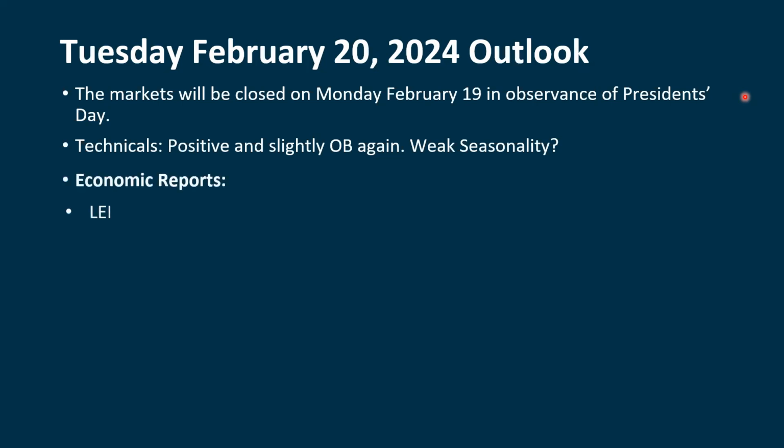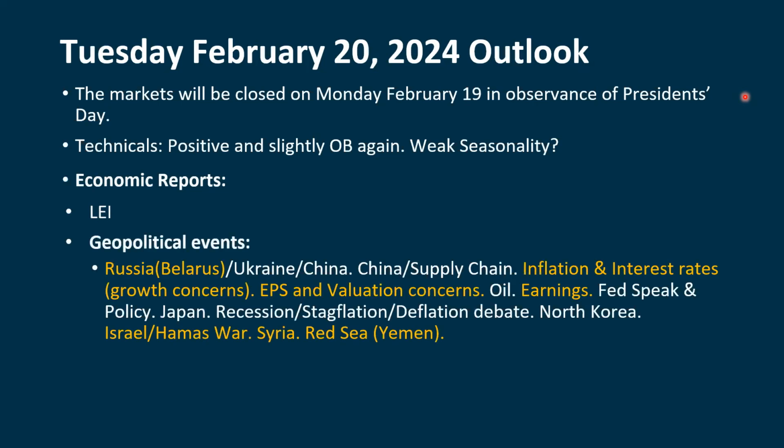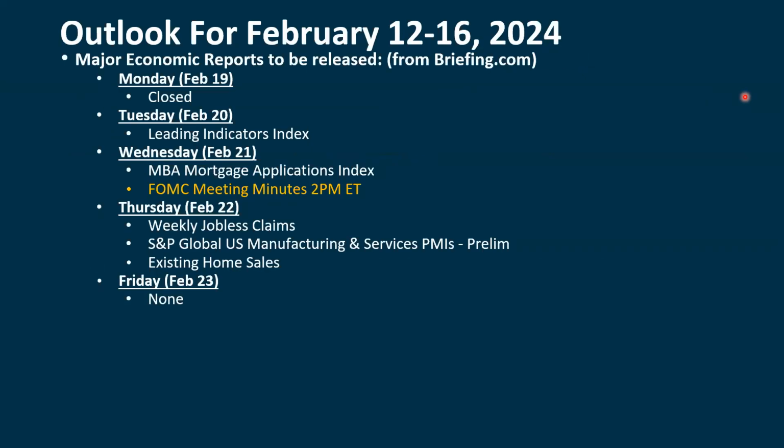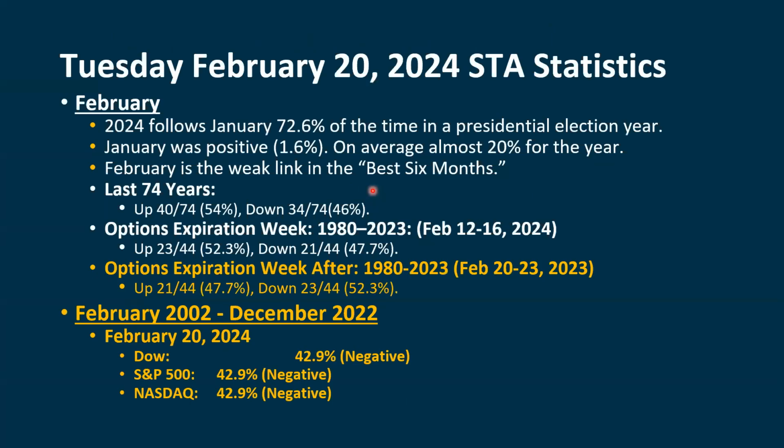We'll get the LEI, the leading economic index, in Tuesday's session, and then we're keeping an eye on the different geopolitical events to see if they have an impact. We do have a fairly light week when we're looking at the economic reports. The big one is probably going to be the FOMC meeting minutes that will be released on Wednesday. Seasonality, just for February 20th, we are negative across the board with the Dow, S&P, and NASDAQ. We're also going to be in the week after options expiration, which tends to be down more than up.